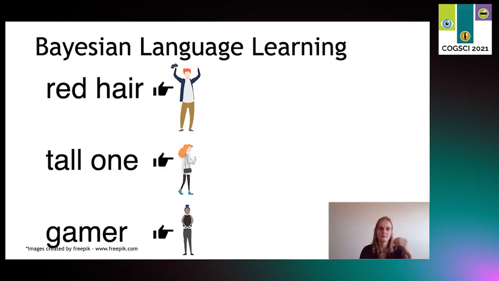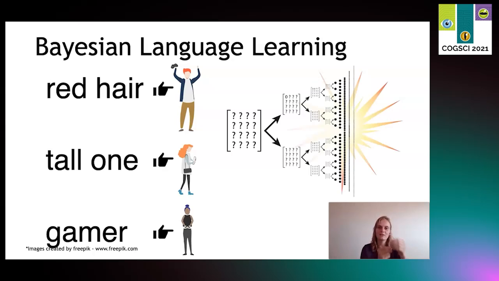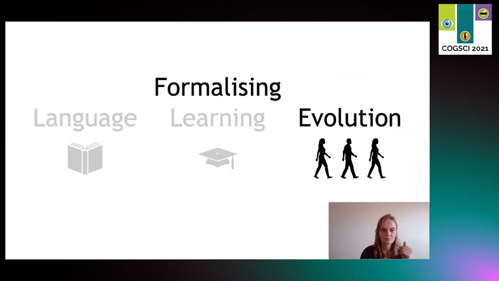And because we're assuming Bayesian inference as a model of learning, following this existing class of models that we're interested in, a learner has to consider the entire space of possible lexicons and find which lexicon best fits or best explains the data they observed. Now, the final step in our formalization is the formalization of evolution.